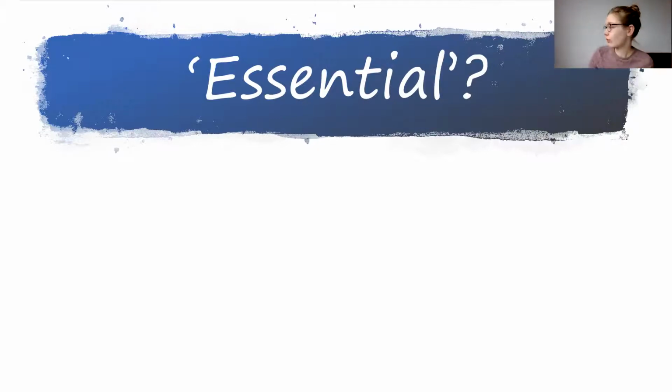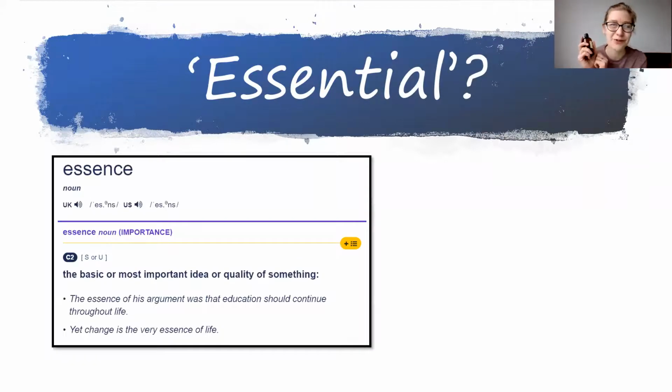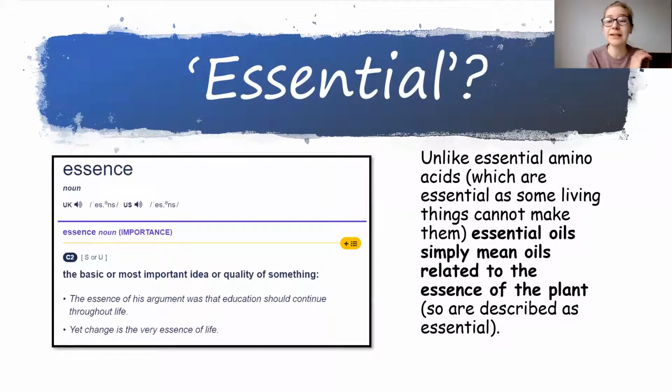But in the context of an essential oil, the word essential means to do with the essence of, so it's the fundamental part of something, or the basic part of it. So I've put a little dictionary definition of what essence means here, and if we could write down that unlike essential amino acids, which are essential as some living things cannot make them, so as in they're necessary, essential oils simply mean oils related to the essence of the plant. Okay, so they're described as essential.